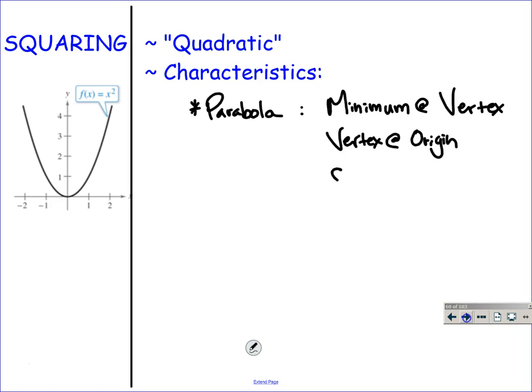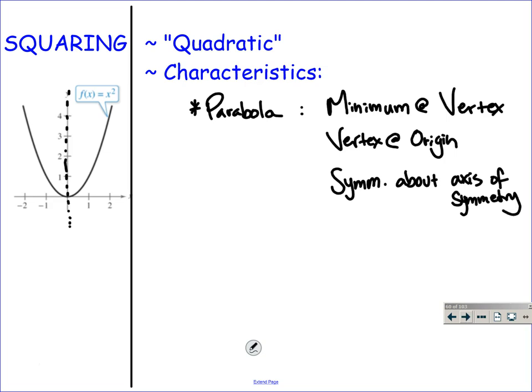Yes, it has symmetry. Now, here's the struggle. The parent function is symmetric about the y-axis, but as soon as this shifts, it won't be anymore. It won't be even. It won't have y-axis symmetry. So it's called the axis of symmetry. It's kind of silly. But every parabola does have an axis of symmetry, an x equals line.